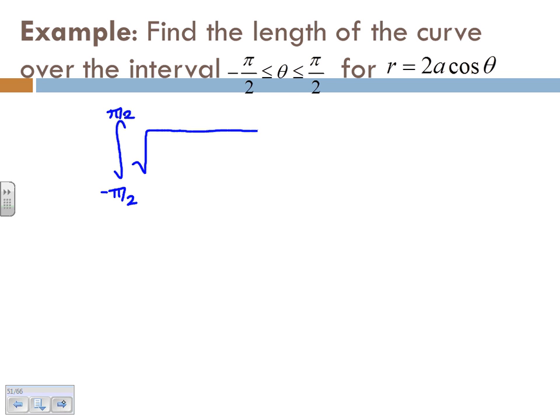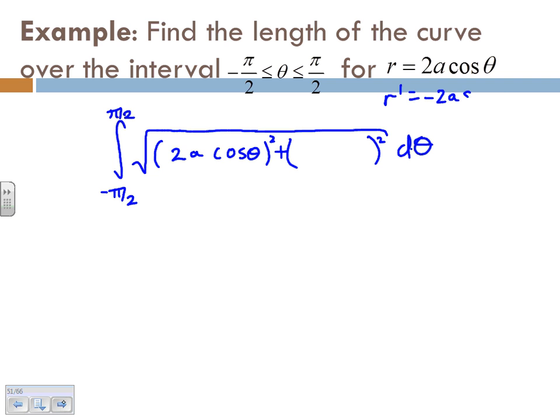Alright, so now we always have a radical, right? We're always going to have a plus in the middle. So what are we going to put on this first squared and this second squared, and we're in d theta here? So this one's 2a cosine theta squared. You just plug in your r. And then what's the derivative? What's r prime here? Negative 2a sine theta. So now do this one by hand. It shouldn't take you very long.